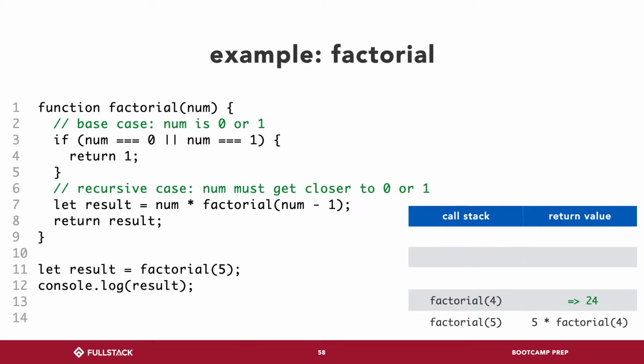So now that factorial of 4 is finished running, we have our return value, we're done, there's no more function calls going on inside of factorial 4. We can say that factorial of 5 is equal to 5 times whatever factorial of 4 just returned, which is 24. And that is 120. Does everyone understand that?